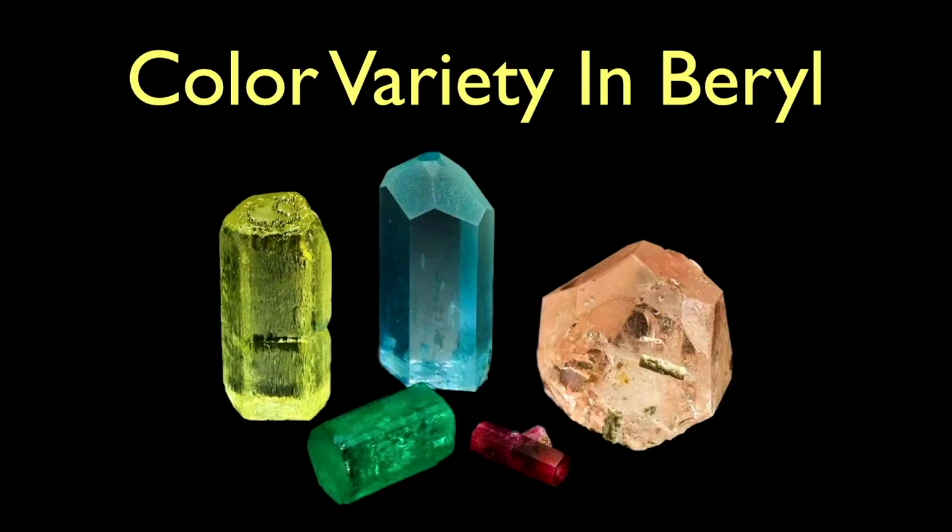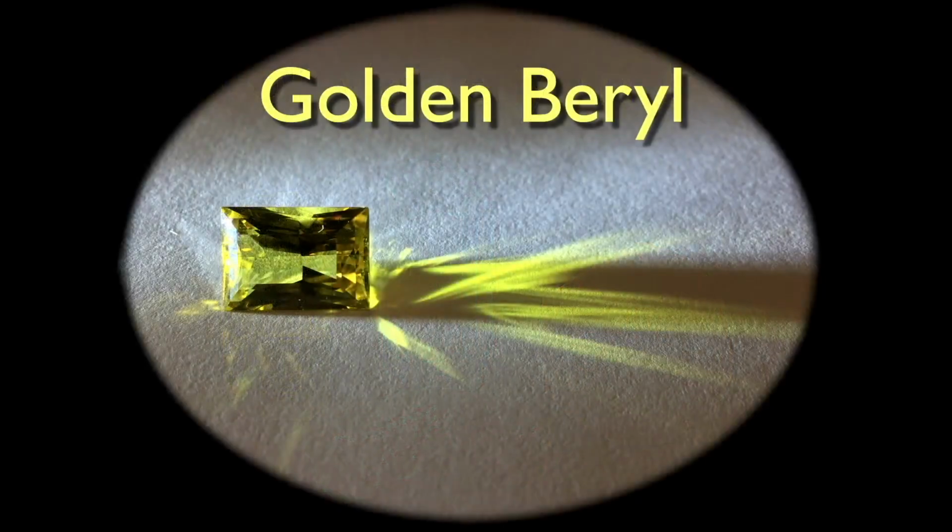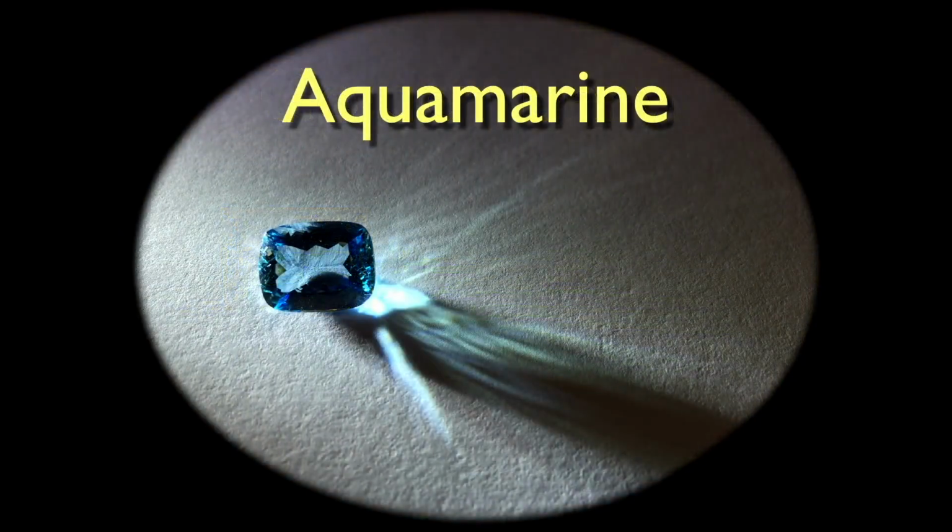Depending on impurities within the beryl, there are many possible colors, as you see here. An iron impurity gives beryl a yellow color. This is called golden beryl. And then there's aquamarine, whose blue color is also from an impurity of iron, but ionized differently.